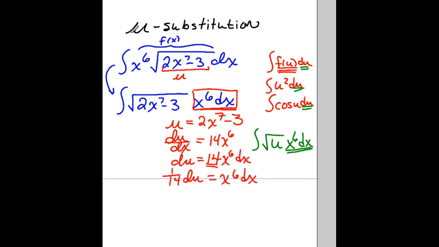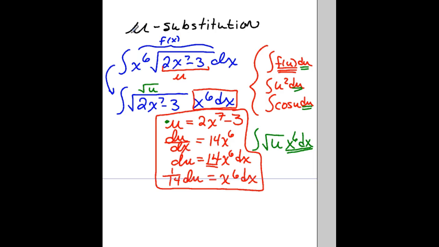And this right here is just kind of my workspace where I'm trying to morph the integrand into something nice. So if I were to consider rewriting it, what I would have is the square root of my u, and the rest of this, x to the 6th dx, is really 1/14 du. Well, constants can come out front. So the 1/14 fraction correction ends up in front of the integral. And I have 1/14 the integral of the square root of u du.